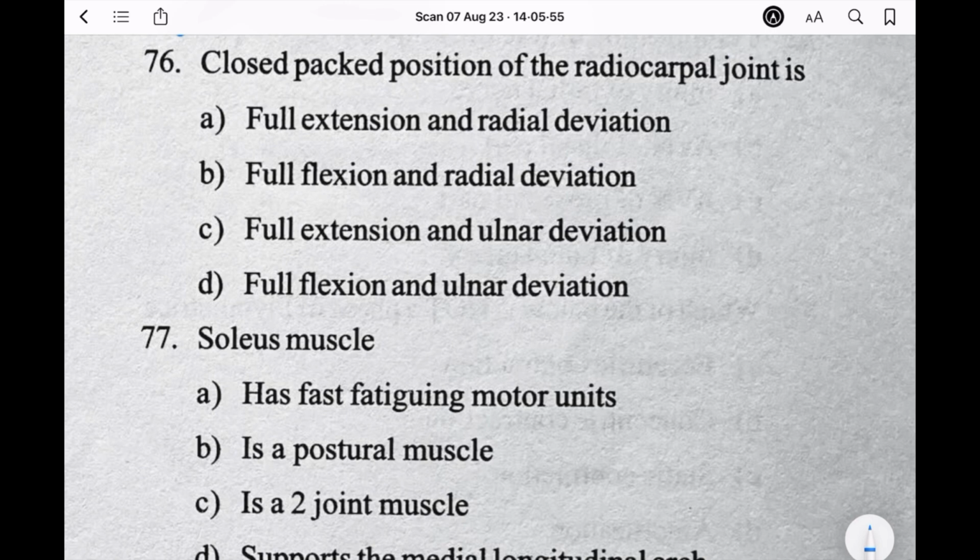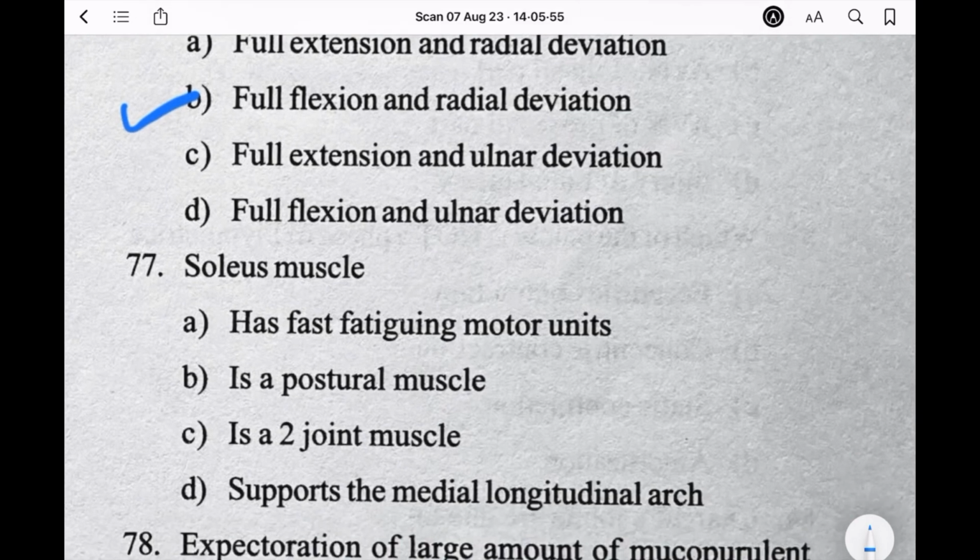76. Close pack position of the radiocarpal joint is. A, full extension and radial deviation, B, full flexion and radial deviation, C, full extension and ulnar deviation, and D, full flexion and ulnar deviation. So the correct answer is full flexion and radial deviation.